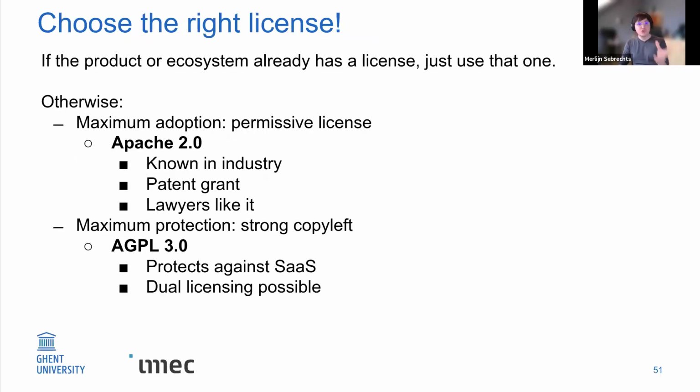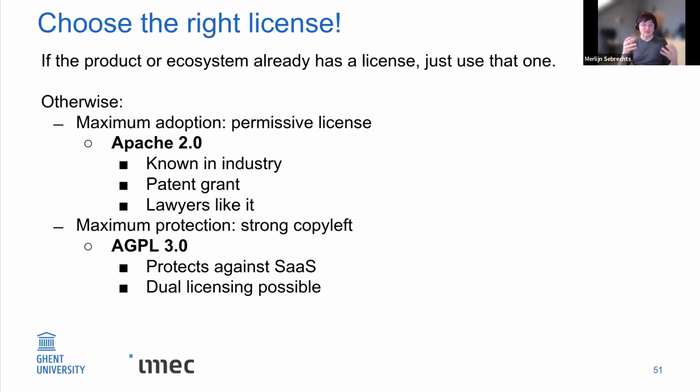So it's important to choose the right license when you're creating open source software. I have basically 3 recommendations to give. The first recommendation is that if the product or ecosystem already has a license, just use that license. There's often no need to actually change the license. If you use the same license as all the other software in the ecosystem, then your software will integrate very well into that ecosystem.